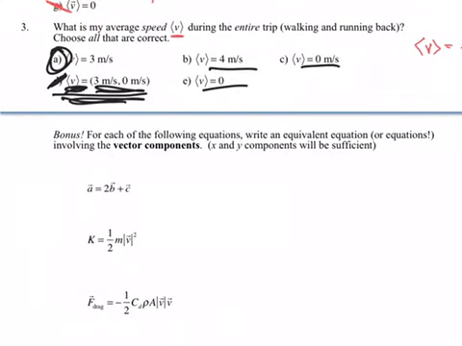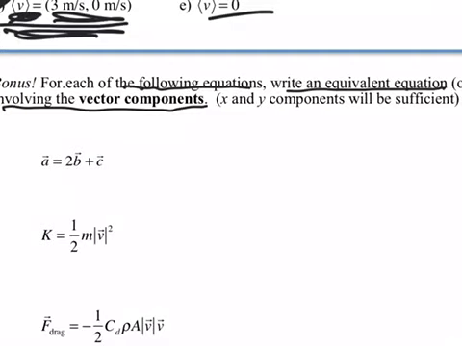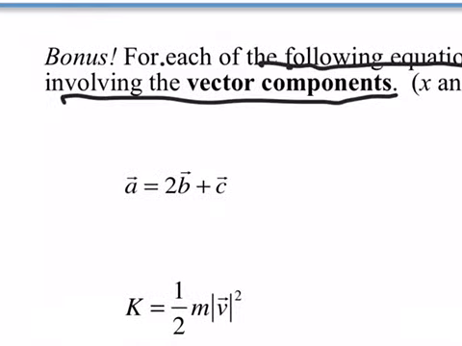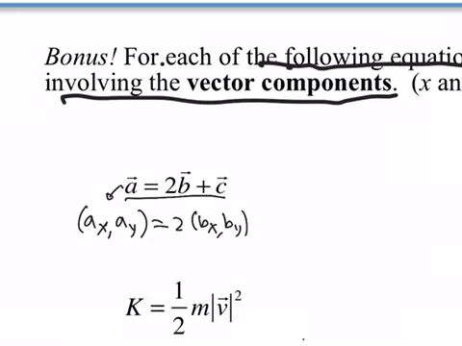So the bonus is asking, for each of the following equations, write an equivalent equation, or equations, because vector equations are actually hidden multiple equations, involving the vector components. So for the first one here, all we have to do is think of A as ax comma ay, just in terms of its components. And we can do the same thing with our other vectors, bx by plus cx cy.